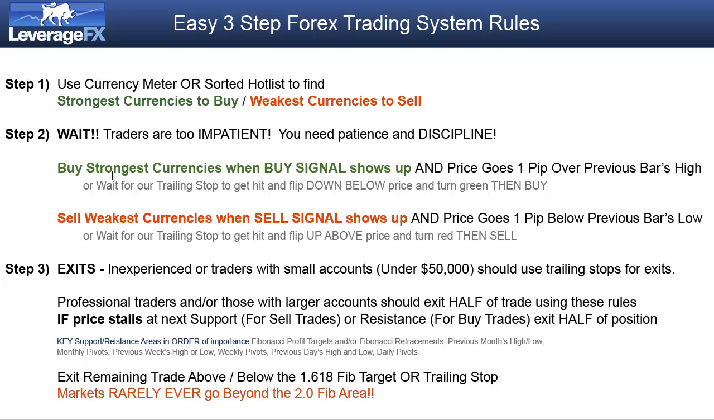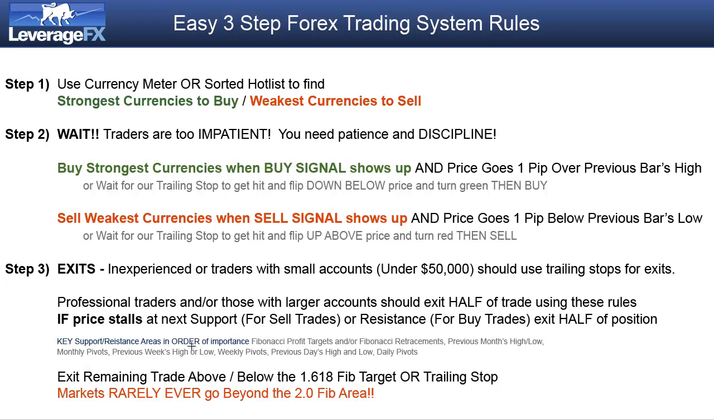Most of the time I buy when it goes 1 pip above or 1 pip below the previous bar's high or low. Then for exits, inexperienced traders or traders with small accounts, $25,000 to $50,000 or less, should use trailing stops for all your exits. The bigger the lots you trade, the more stress you have when trading. So I find it psychologically easier to exit half my trade when it hits the first Fibonacci Profit Target or any level of support resistance.